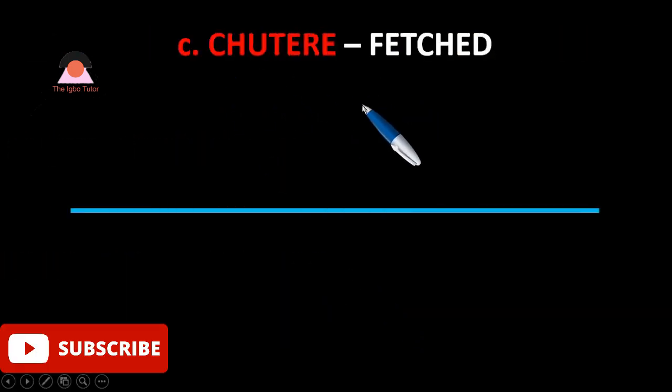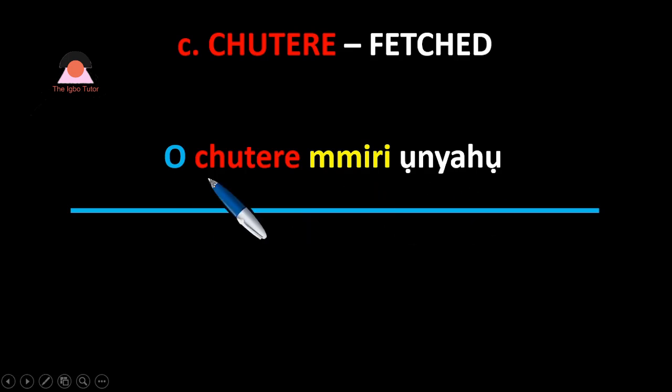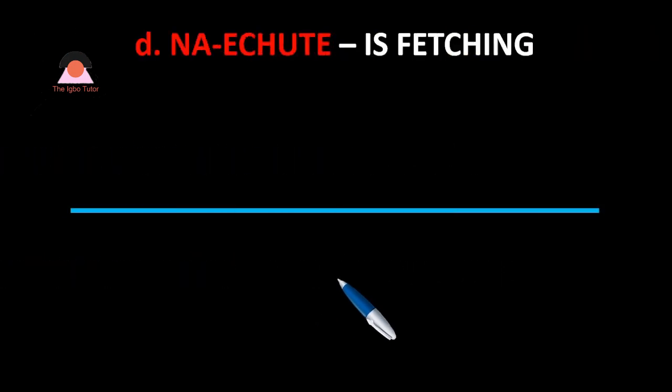Chutere, fetched. Okay. And the sentence is O chutere mmiri ụnyaahụ. Let's look at what this means. He or she fetched water yesterday. Match the colors to know that yesterday is ụnyaahụ. Okay. O chutere mmiri ụnyaahụ. He fetched water yesterday. Let's move on to present continuous.